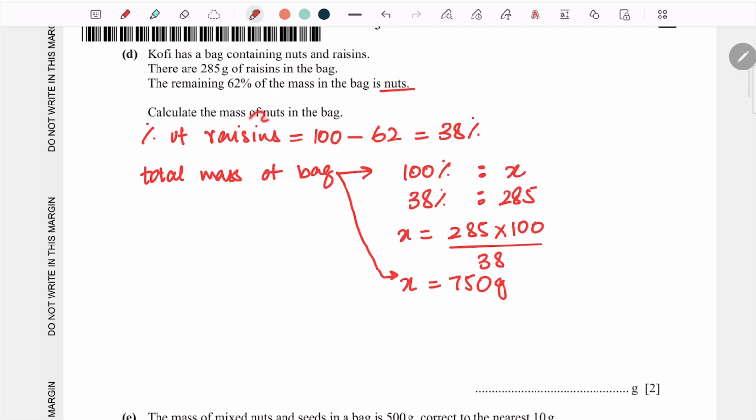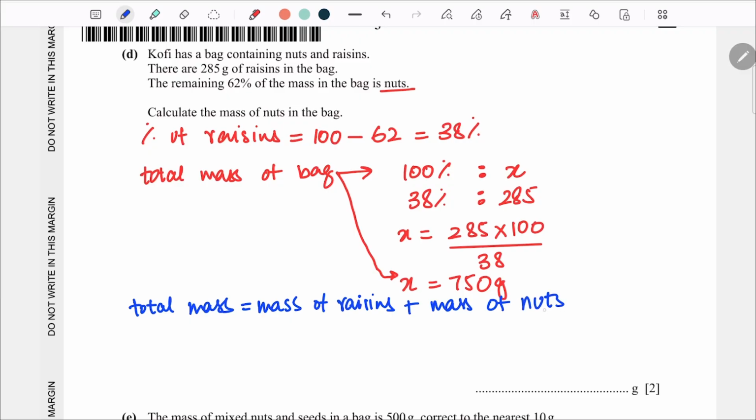Now I have to calculate the mass of nuts in the bag. So the total mass of the bag is basically made up of the mass of raisins plus the mass of nuts. So if I have to find the mass of nuts, I'm going to do total mass minus the mass of raisins.